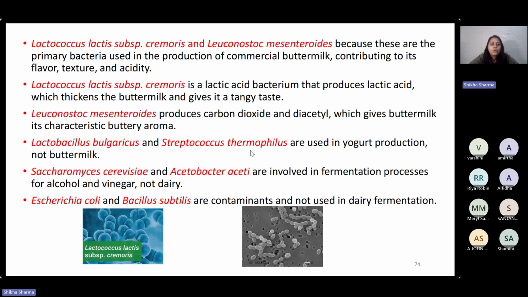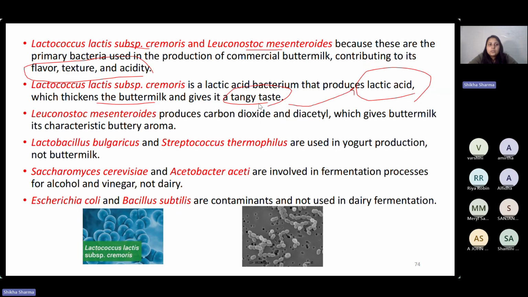And it has different probiotics like Lactococcus lactis subspecies cremoris and Leuconostoc mesenteroides. So these are the different probiotics which are there in the buttermilk. Because of these bacteria in the commercial buttermilk, the buttermilk has its different flavor, texture, and acidity. Lactococcus lactis subspecies cremoris is a lactic acid bacteria. It produces lactic acid from the lactose, and it thickens the buttermilk and gives its tangy flavor or taste because of the lactic acid.